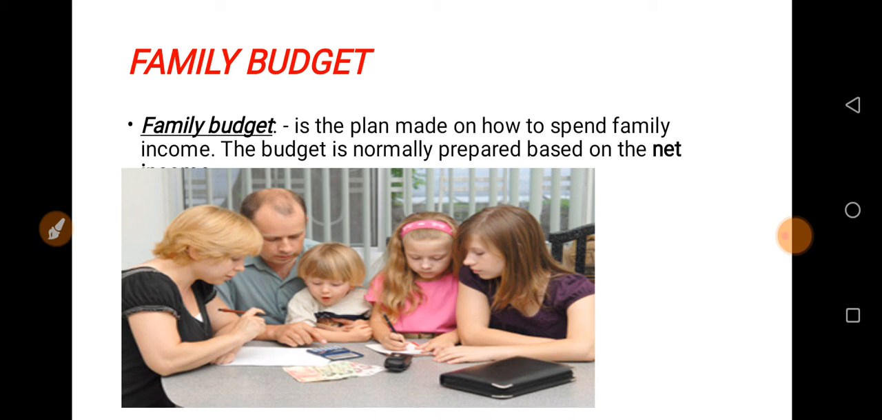And the budget is normally prepared based on the net income. As you can see on the screen, you can see the mother, the father, and the children. They are trying to make the family budget. Remember that this budget is normally prepared based on the net income. We have two types of income. We have net income and gross income. As we move on, you will understand better.